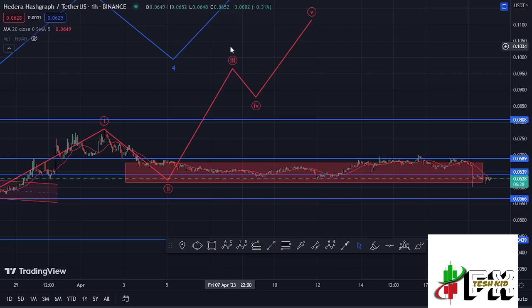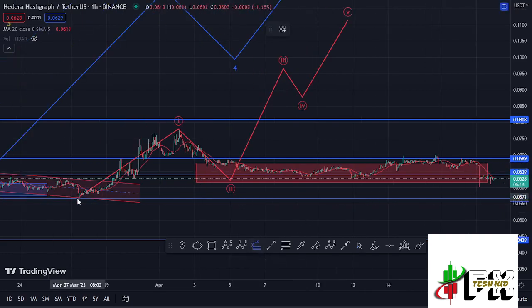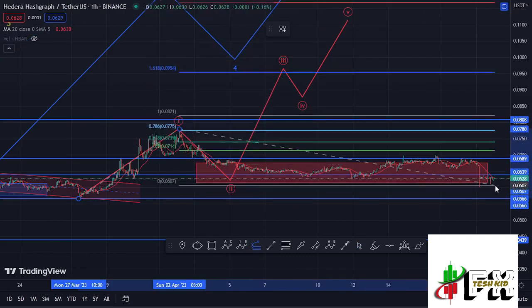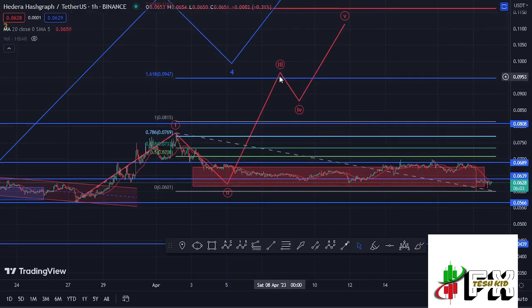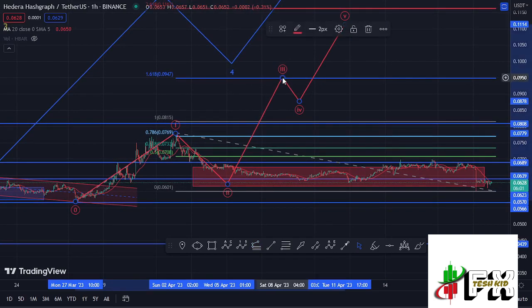And allow me to start the video by giving you the minimum target areas in the formation of this wave 3, assuming that Hbar is not going to give us one more leg down in the formation of this wave 2, by connecting the trend based Fibonacci from the low of the first wave to the high of that wave 1, then dragging the fibs to the low of the second wave, and that now gives me a target area in the formation of that wave 3 at the fib level 1.618, and that is at around the $0.0947 mark. And that is the minimum that we can expect Hbar to do here on the short-term scenarios in the formation of this wave 3.